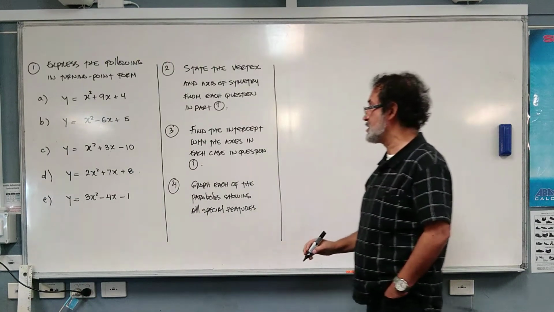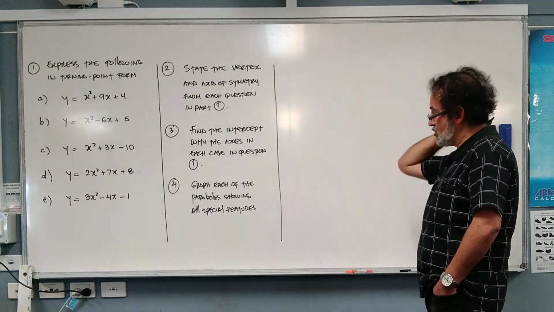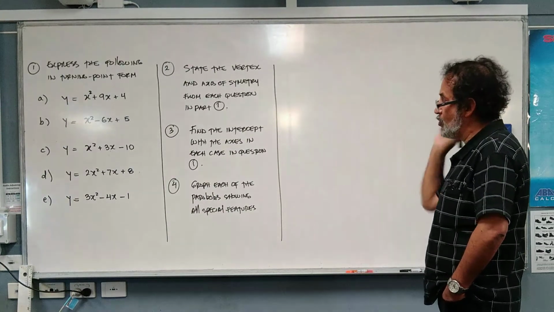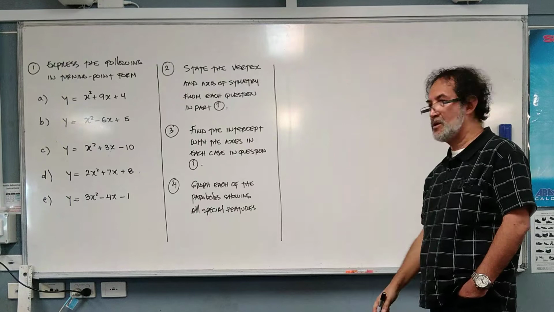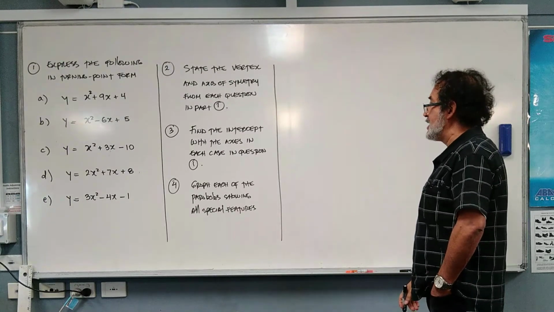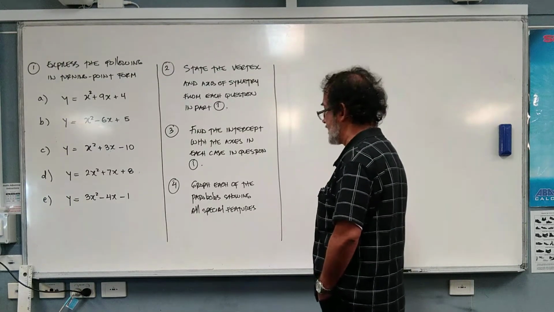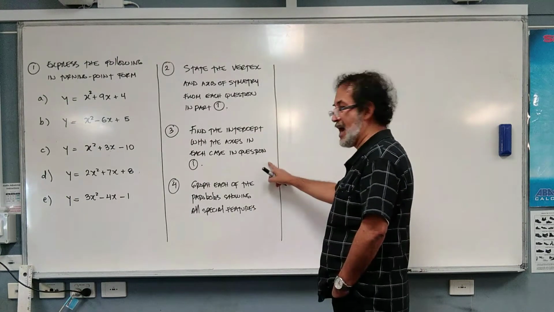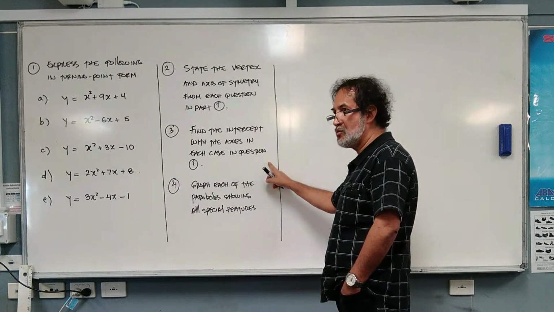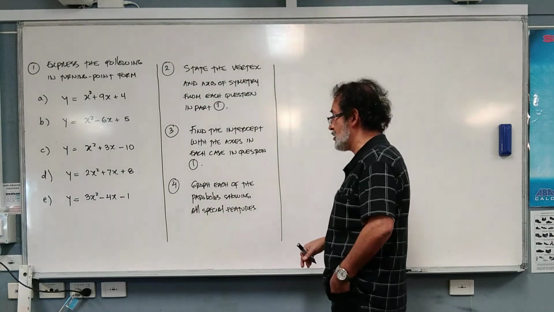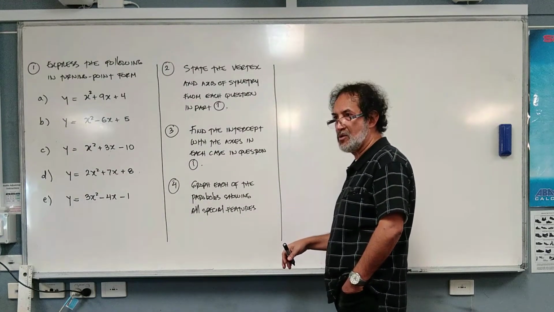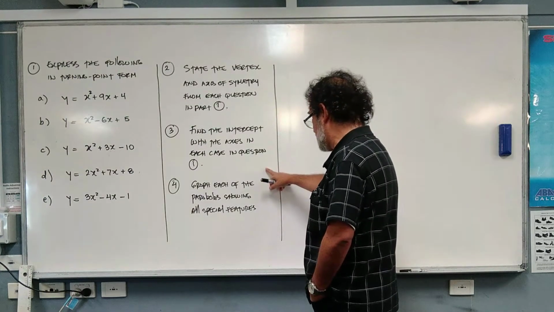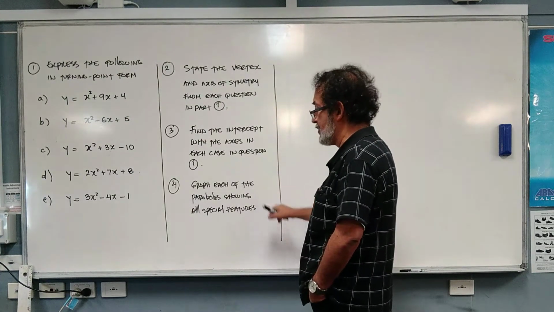Okay, so we're going to be doing these 4 questions. The first question is to change the general form into the turning point form. And then you're going to say the vertex and axis of symmetry for each one of those. And then you're going to find the intercept with the axis whenever possible. Okay, because sometimes, depending on the picture, you won't be able to find the x-intercept. And then you're going to be graphing them.